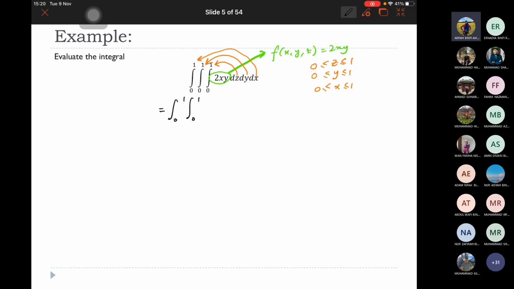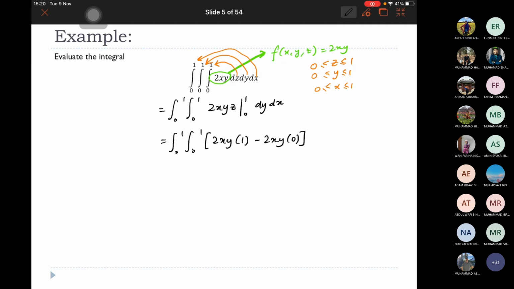So integrate 2xy. There is no z in here. So kita just assume 2xy as a constant. Integrate terhadap z, so awak tambah sahaja z over there. So 2xy z from 0 to 1 dy dx. So it will be integrate daripada 0 kepada 1, 2xy darab 1 tolak 2xy darab 0. Okay, dy dx.